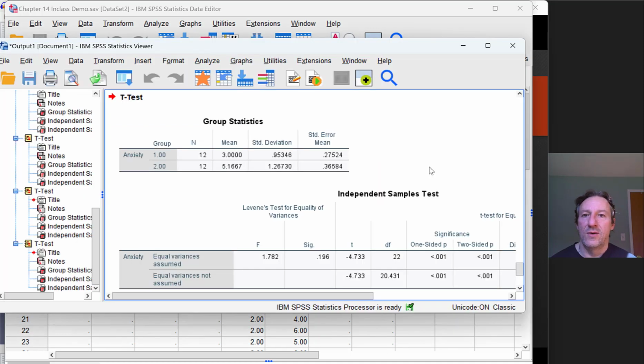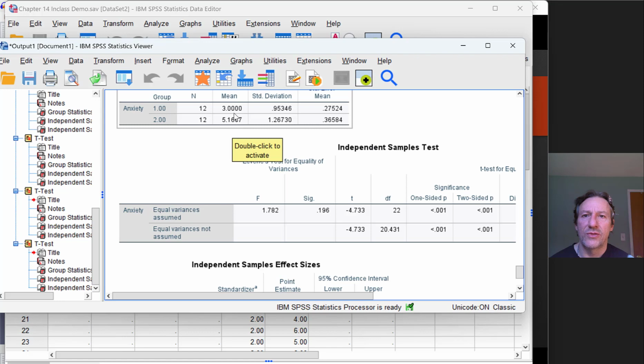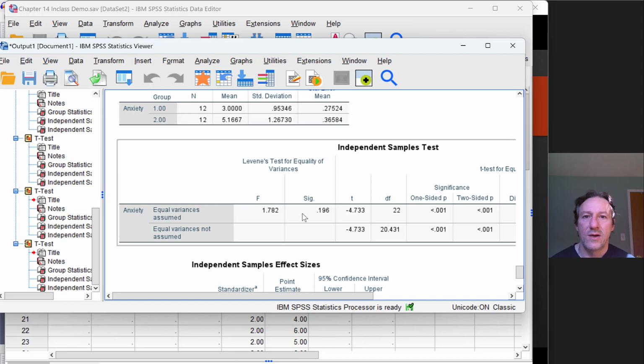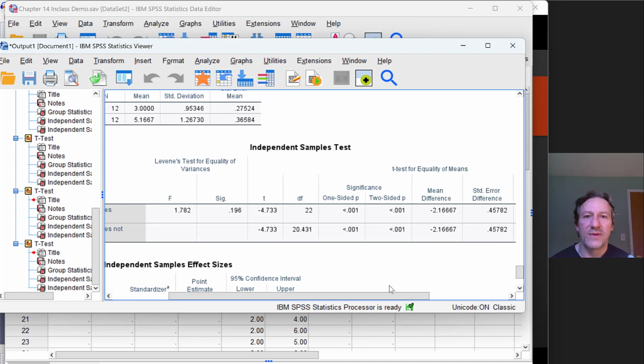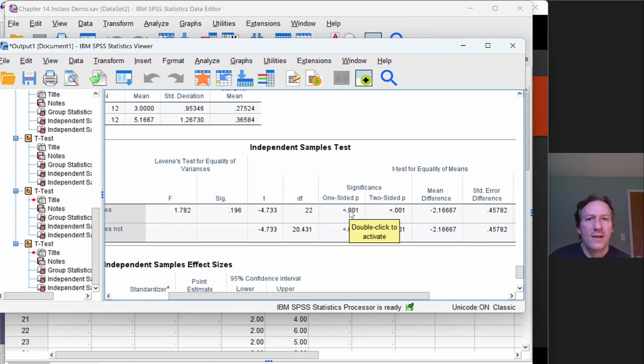Okay, so I ran a study. We had an N of 12 in each group. Mean of 3. The mean is their anxiety scores. So we got a 3. And for group 2, we have a 5.16. Okay, and so now I go down here, we get a T. It's a 4.7. So you probably already know that is going to be significant. And that's actually significant at the one tail or two tail, and it's less than 0.001. So I'll write that up as P less than 0.001.